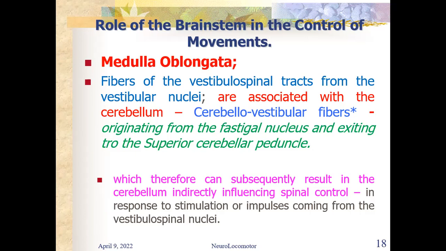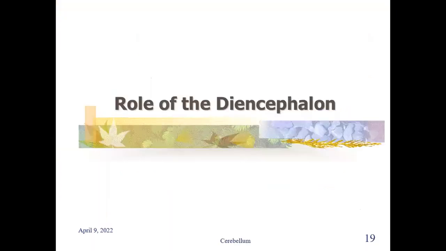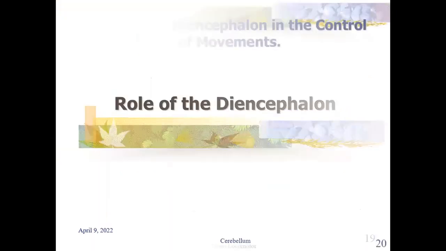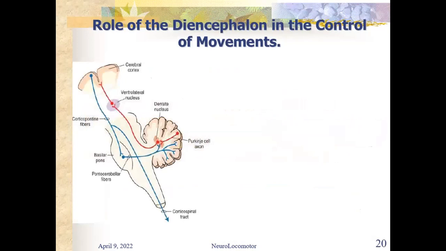Okay, don't forget the cochlear nucleus is there when we're talking about the spatial sense of hearing. So you go and check up the functions of the cochlear nucleus, located also in the medulla. So we move to the role of the diencephalon.